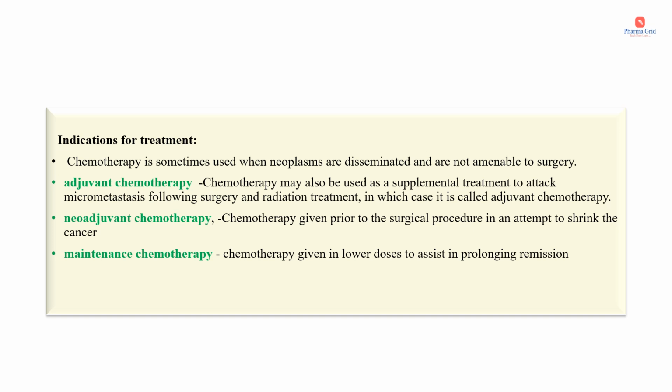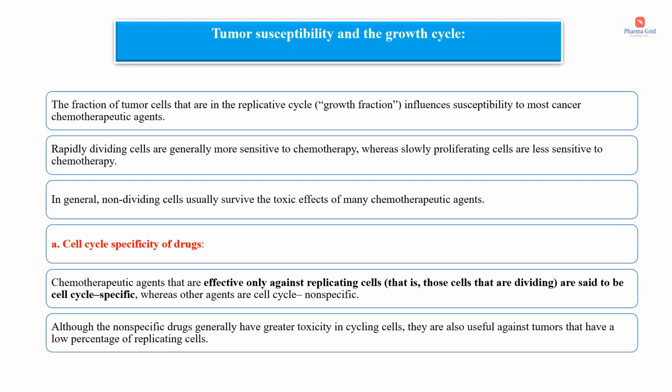Next is neoadjuvant chemotherapy. Here, chemotherapy is given prior to the surgical procedure in an attempt to shrink the cancer. Then maintenance chemotherapy. Here, chemotherapy is given in lower doses to assist in prolonging remission. It is for maintenance. Next is about tumor susceptibility and the growth cycle.